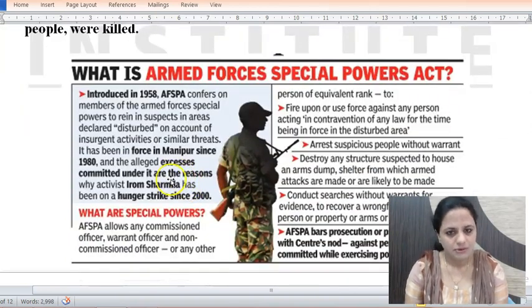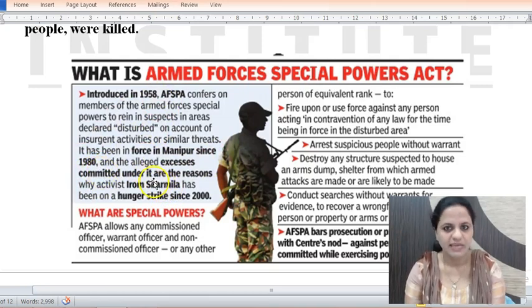So AFSPA, the controversial act introduced in 1958, has been in force in Manipur since 1980. We also know about Irom Sharmila, who went on a hunger strike, which she gave up last year, and contested elections but could not win. So here AFSPA has been extended to Assam too now.